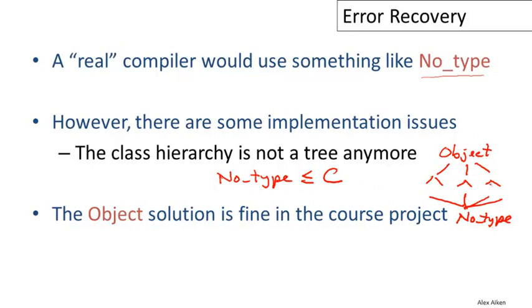Instead of being able to just have tree algorithms, now you have to either have a special case for no type or do something more general. And this is just enough extra hassle that I personally don't think it's worth doing for the course project, and I recommend that you use the object solution. And we just live with the propagating or compounding errors that produces.